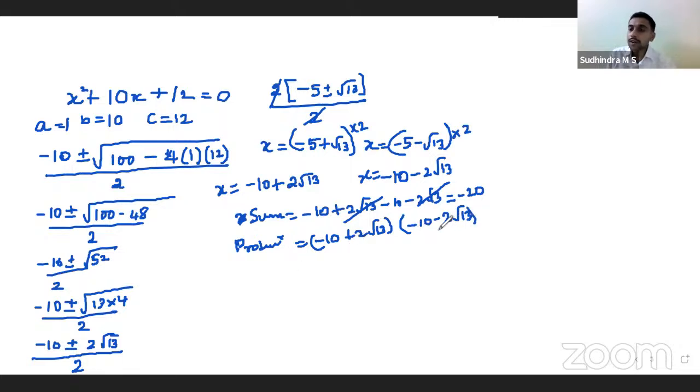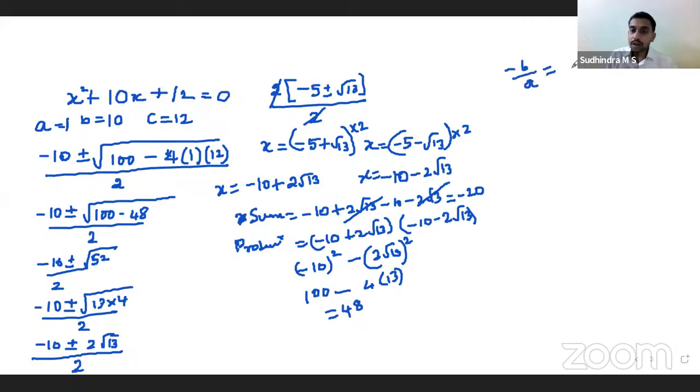So this is a plus b times a minus b, a square minus b square, correct? Minus 10 square minus 2 root 13 the whole square. Minus 10 square is 100, minus 2 root 13 the whole square. 2 square is 4, root 13 square is 13. So 13 into 4 is 52, 100 minus 52, 48. Yes. Now we know sum of the roots is minus b by a.